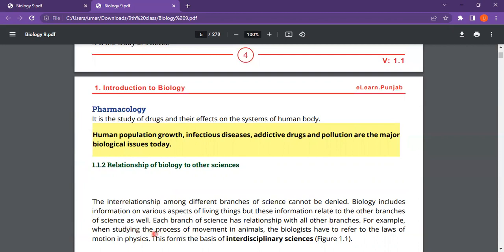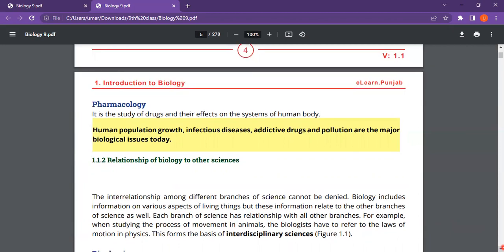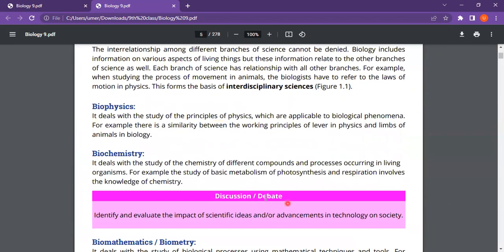For example, when studying the process of movement in animals, biologists have to refer to the laws of motion in physics. This forms the basis of interdisciplinary science. Biophysics. It deals with the study of the principles of physics which are applicable to biological phenomena.